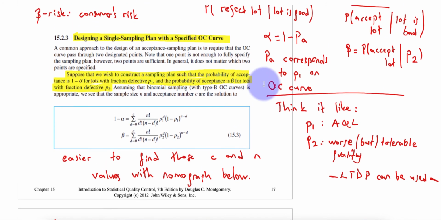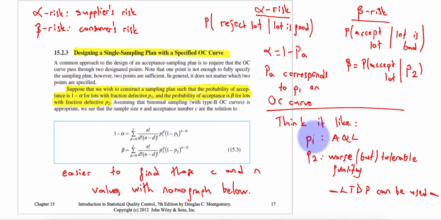Do I need to mention something? Generally, fraction defective P1 is the acceptable quality level and P2 is the worse but tolerable quality. That's why we can use LTPD for the fraction defective. Even if the lot can be called bad at this P2 level, we will try to keep this P2 level as plausible as possible for the consumer. So we will use LTPD here.